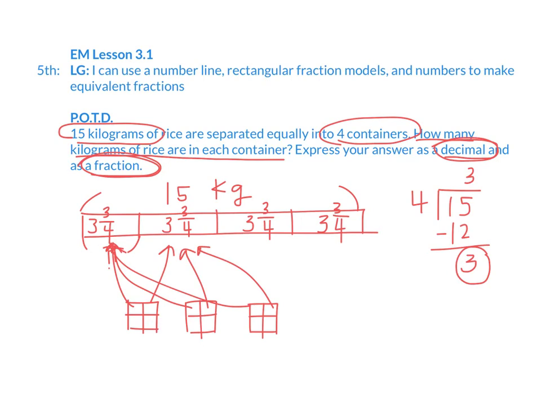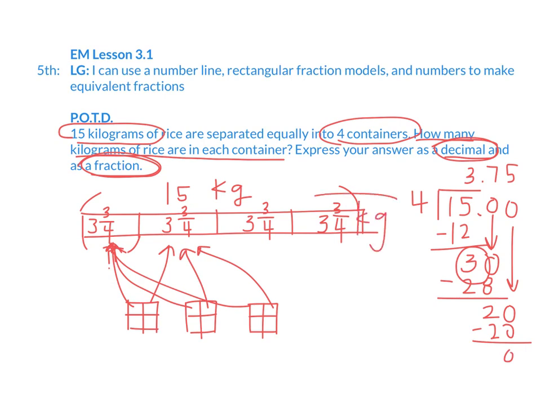Okay, if I have 3 kilograms left, is that the same as 30 somethings? Yep. 30 whats? 10. Okay, so what's 30 divided by 4? 7. Okay, I use up 28, right? How many are left? 2. Okay, I can write that as 20 hundredths. What's 20 divided by 4? 5. Right, so as a fraction, it could be 3 3/4 kilograms, but as a decimal, it's 3.75 kilograms. Okay, so you can see how you can express it as a fraction or as a decimal. Do you guys see that?